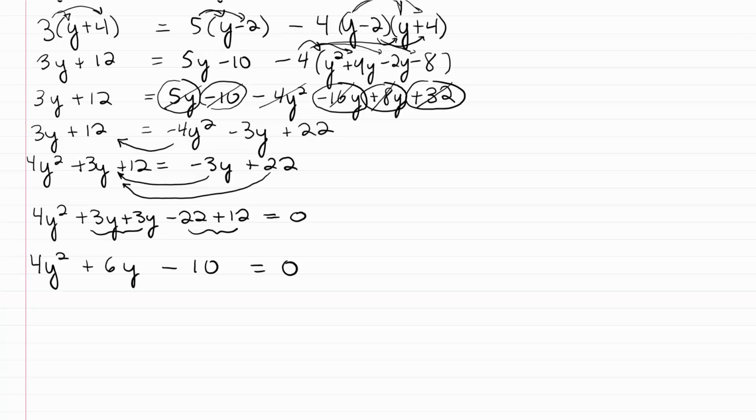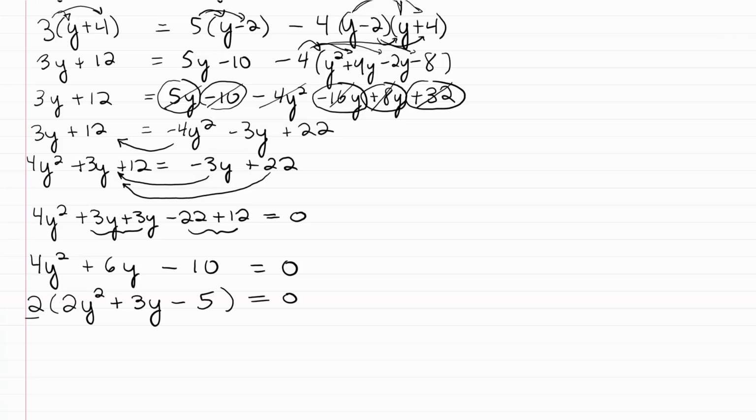All right, now we finally can try to factor. I see a GCF here in this problem. So I'm going to factor out 2 because I think 2 is in common to all the terms. If I divide 2 into 4, I get 2. That'll give me 2y squared. 2 into 6 will give me 3. That'll give me 3y. And 2 into negative 10 will give me negative 5. And all of that will be equal to 0.